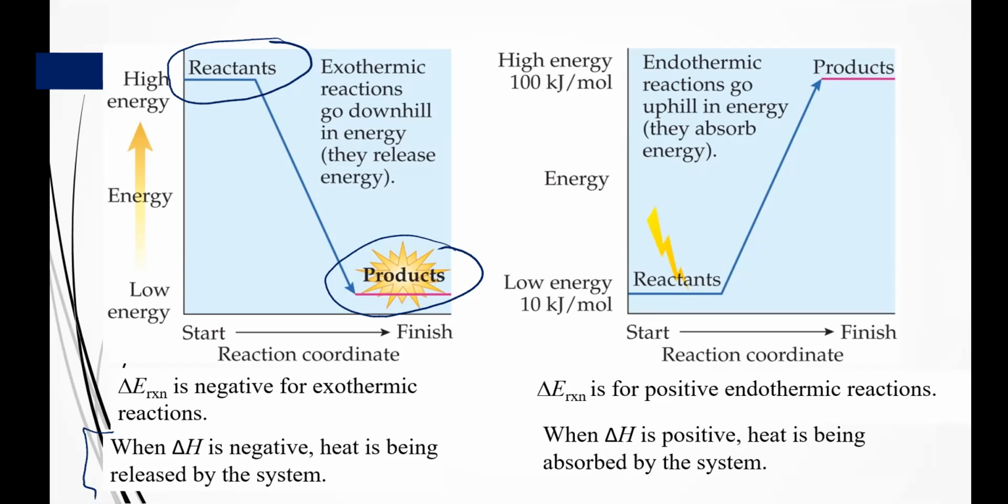On the right-hand side, the delta E is going to be positive. Sorry, our enthalpy is going to be positive, and this is because our reactants have lower energy than our products. So in order for us to go uphill, they have to absorb that energy. And so these chemical reaction diagrams are ways for us to help visualize what's going on inside of our process.